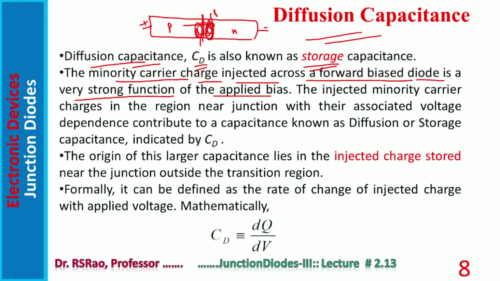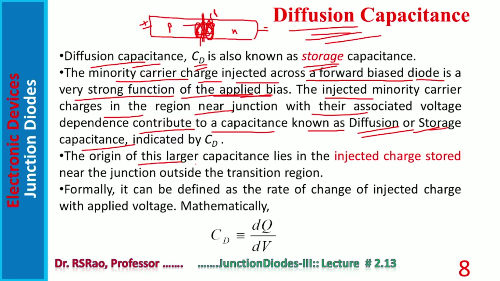Similarly, electrons. So a good amount of electrons exists on the p side and a good amount of holes exists on the n side, surrounding the junction region. This negative charge on one side and positive charge on the other side lead to the creation of a capacitance, diffusion capacitance. The amount of charge near the junction is a very strong function of applied bias. The injected minority carrier charges in the region near the junction, with their associated voltage dependence, contribute to a capacitance known as diffusion or storage capacitance.